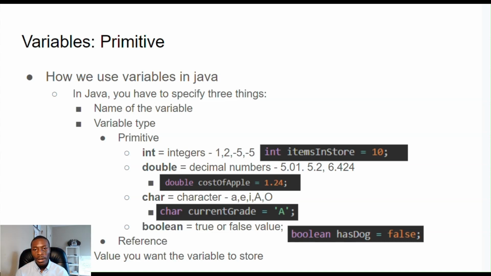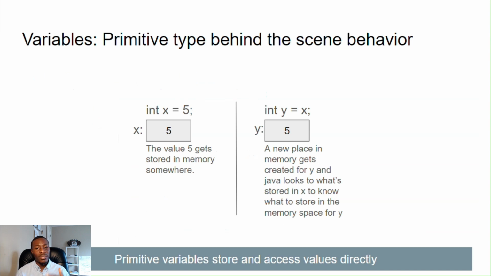All right, so let's talk about what's going on behind the scenes with primitive type variables. This is important because primitive type variables function differently than reference type variables, and I'm going to talk about the behavior of reference type variables in the future. So right now we're focusing on primitive types. For anybody taking an AP Computer Science course or an intro to programming course using Java, you're probably going to be tested on understanding what's going on behind the scenes and knowing the difference between primitive types and reference types.